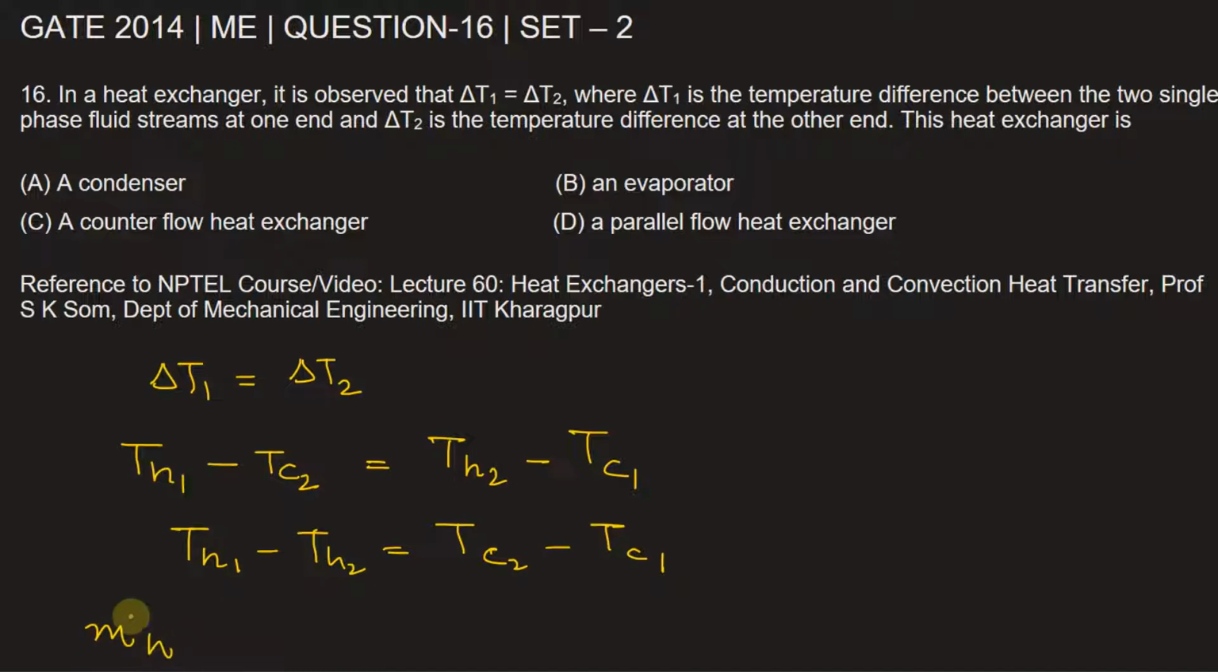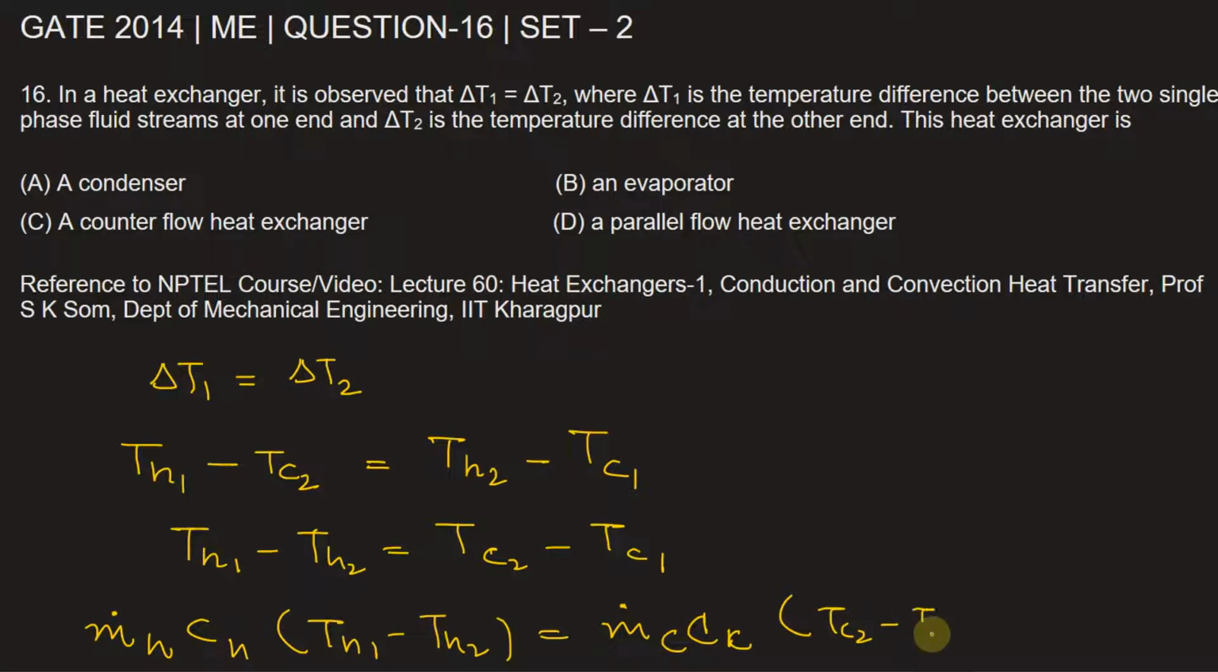If we multiply, mass flow rate of hot fluid into heat capacity of hot fluid into TH1 minus TH2 is equal to mass flow rate of cold fluid into heat capacity of cold fluid into TC2 minus TC1. So this means the heat capacity of both the fluids are the same, and this will be possible only in case of a counterflow heat exchanger.